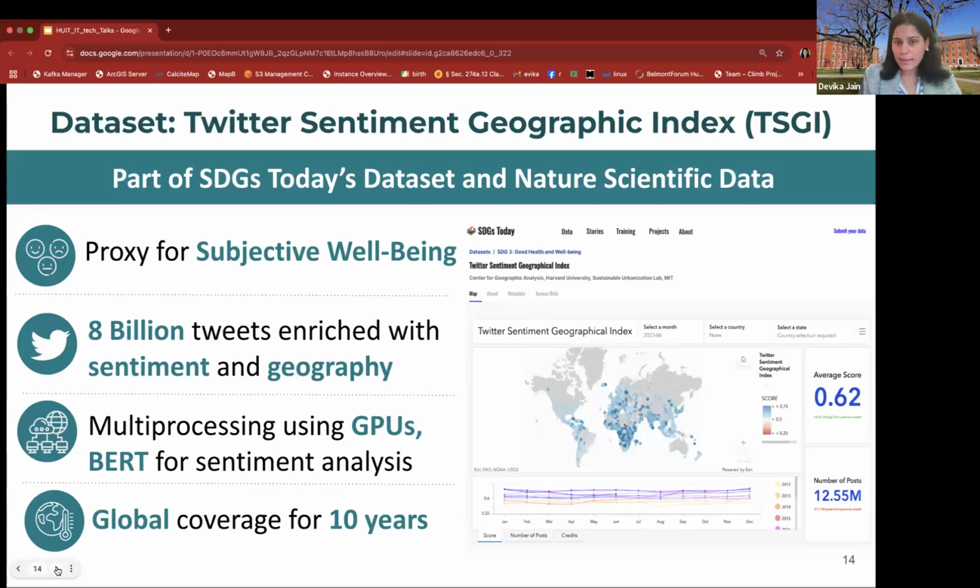We also did a sentiment stamping, and with that sentiment, we came up with a proxy for subjective well being: what your online behavior, or your online tweets, tell about your subjective well being in general. This is an open source, publicly available data set of about 8 billion tweets enriched with sentiment and geography. It has global coverage for 10 years, and it was picked up by the United Nations SDG group as part of the SDG Today data set. So it is now hosted on SDG Today, and you can also refer to our Nature paper to read more about this data set and how you can access it.